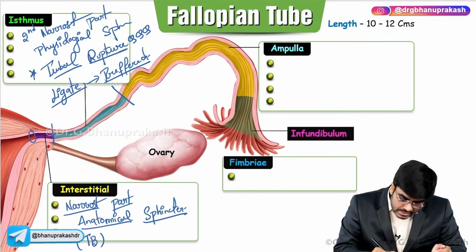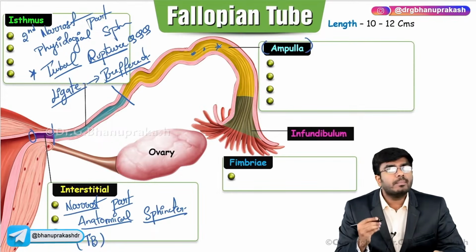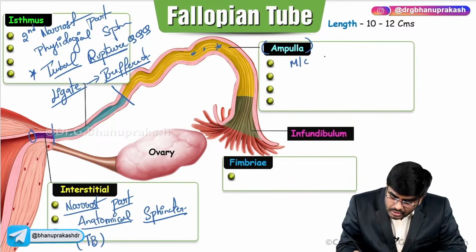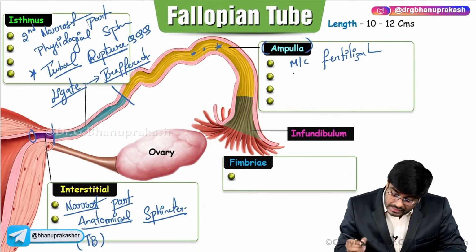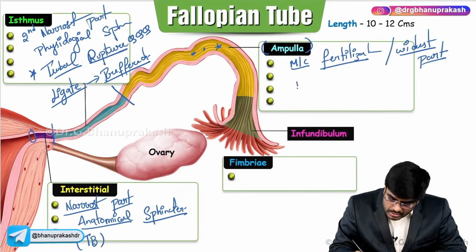Okay. Now after this, see this yellow colored area of the fallopian tube, this area is nothing but our ampulla. And what are the important points about the ampulla? It's the most common site of fertilization, and the ampulla is the widest part. It is the widest part, it is the most common site of fertilization, and the ampulla is also the most common site for ectopic pregnancy. Okay.